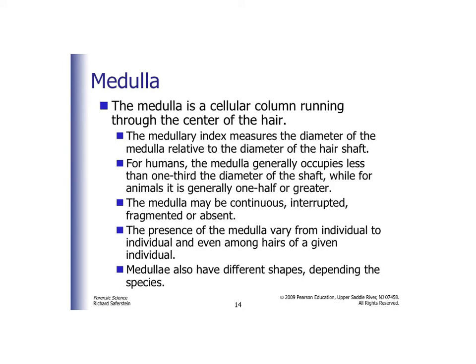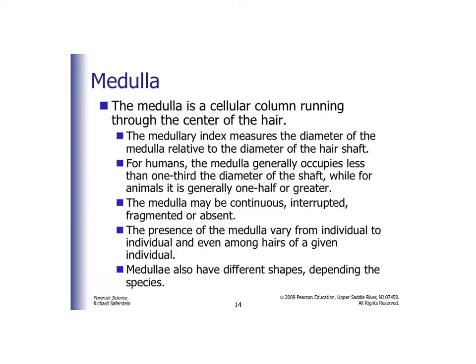And there are different medullary patterns too. But the four that I want you to know are continuous, which, what do you suppose a continuous medulla looks like? It's a straight line. There's interrupted, which means it would be a straight line, but it's broken in a couple places. And I've got pictures in a moment. There's fragmented, which means it's broken repeatedly, like it's been fragmented. And then there's absent, which means it's not there at all.